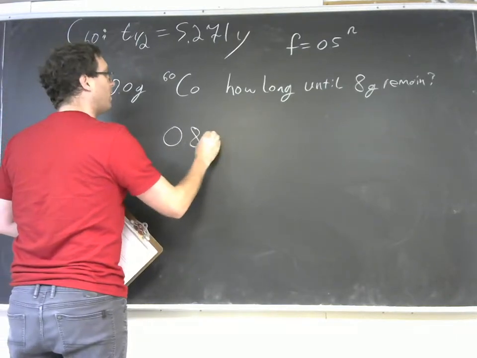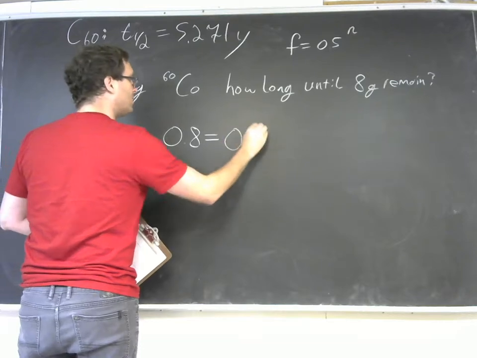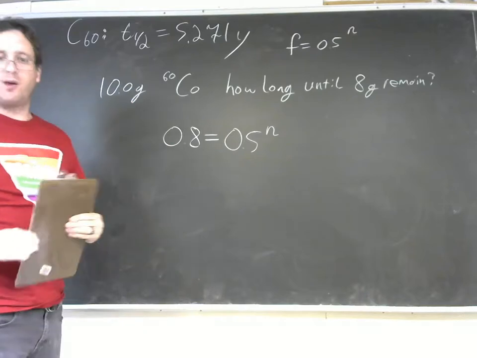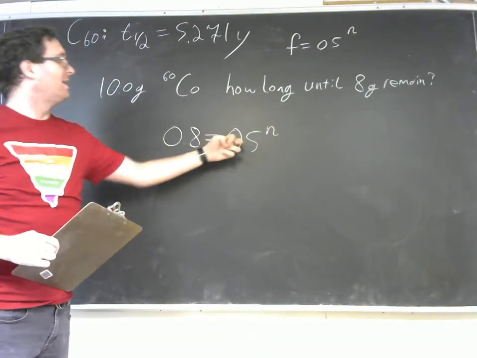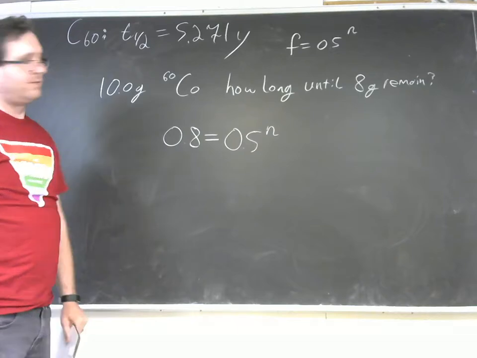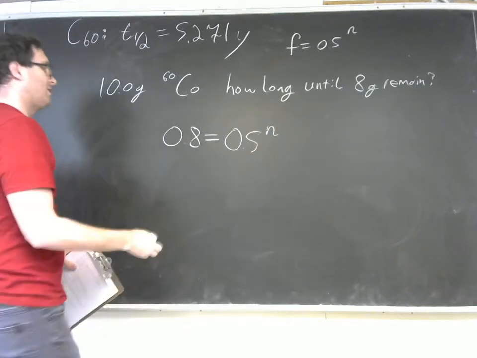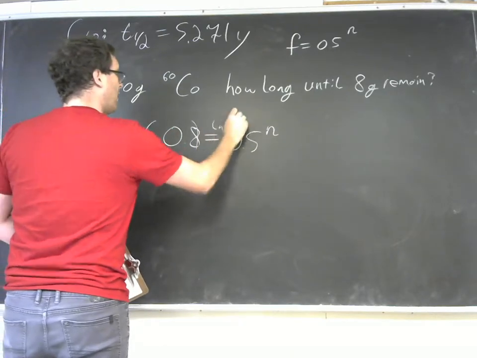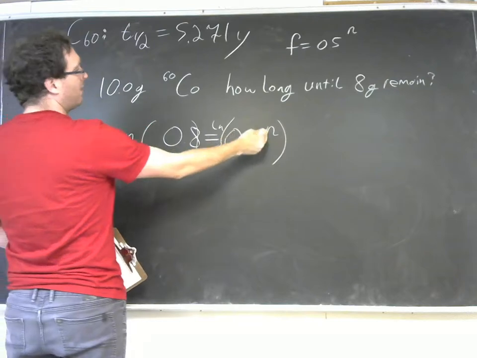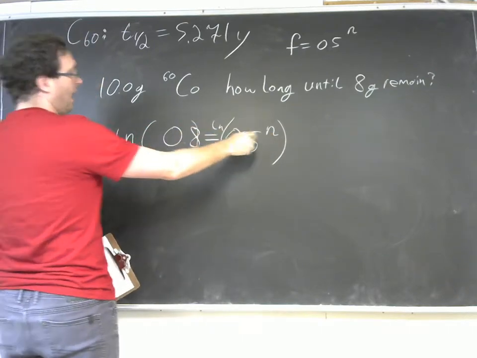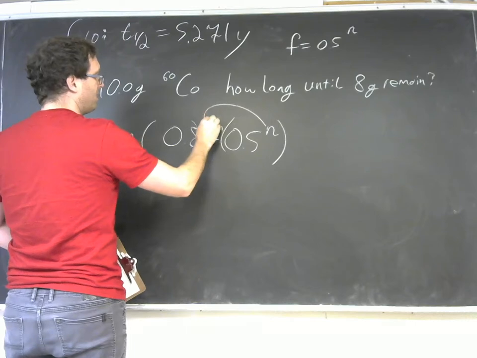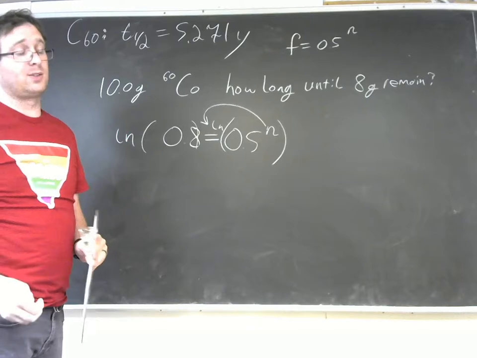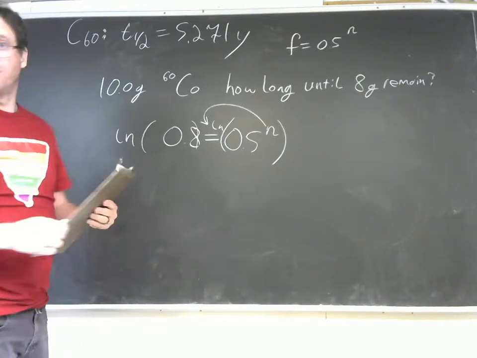So 0.8 is equal to 0.5 raised to the nth power. That looks like a simple enough problem to solve, but how do we get the n down so that we can solve for it? We're going to have to take the natural log of both sides. So the natural log of this and the natural log of that. Well, now this exponent can be brought out in front. That's something the mathematicians taught us. It's the reason why logs are so useful to us as a tool for solving problems.